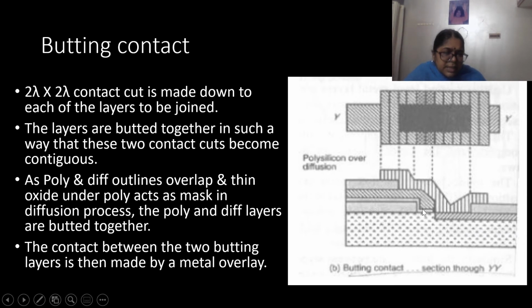So this particular thin oxide is acting as the mask, and you can see here now these two, n diffusion and the poly, are making a contact once again using the metal. The metal has been deposited, which makes contact both with polysilicon as well as the n diffusion. So this is butting contact.